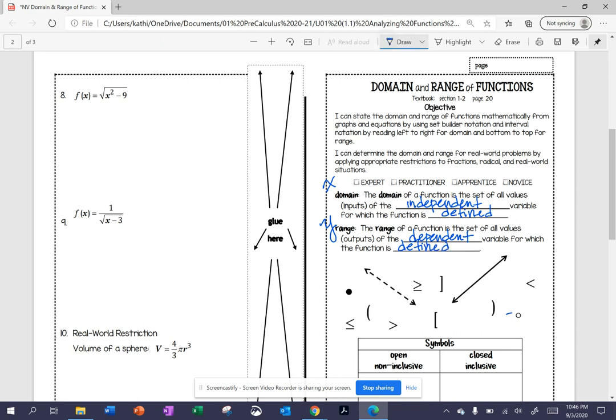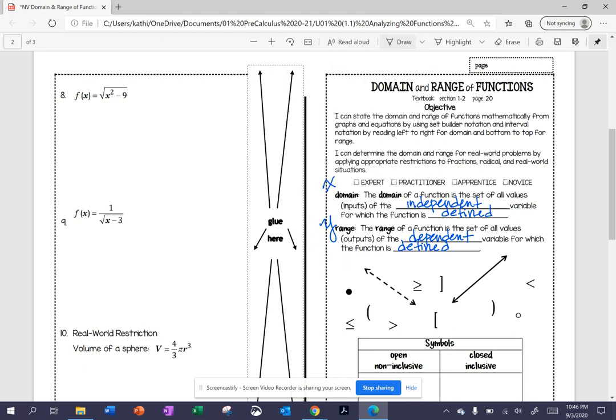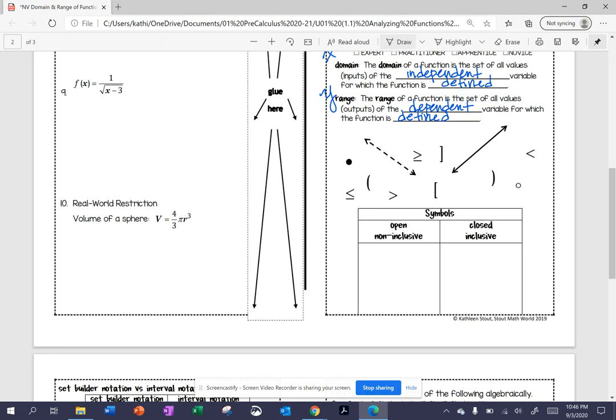Okay, we're going to be talking about set builder notation and interval notation. So we need to just review some quick open and closed or non-inclusive and inclusive symbols. So I want you to take a minute and sort these symbols into whether they are open, non-inclusive, or closed, inclusive. So pause the video and sort them real quick.